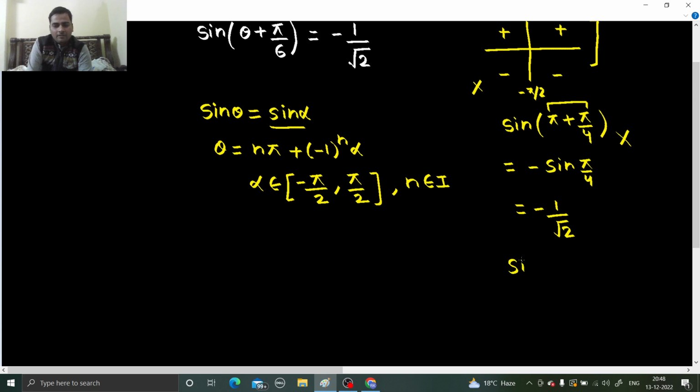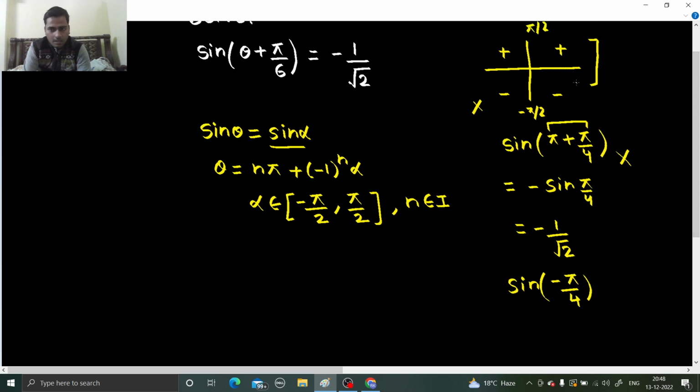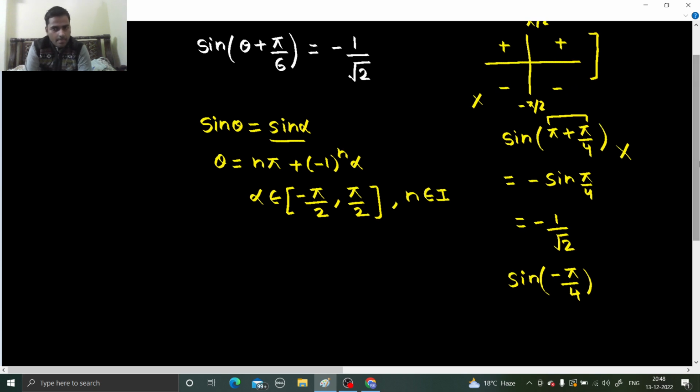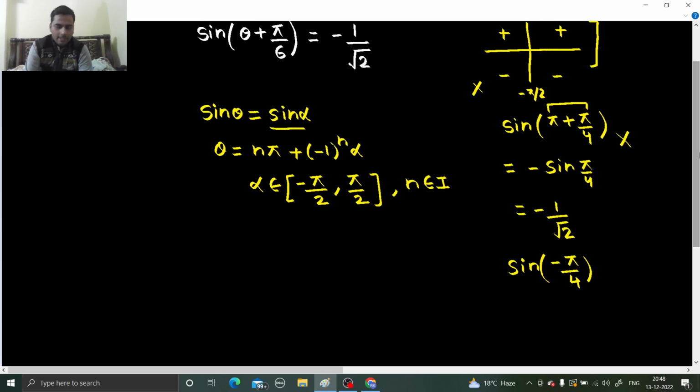So sine of minus pi by 4. Another possible option, because in this quadrant also sine is negative. Okay, so minus pi by 4, because sine of minus theta is minus sine theta, so minus sine pi by 4. So this gives you minus 1 by root 2. So whenever you see minus 1 by root 2, sine of minus pi by 4 can be written.